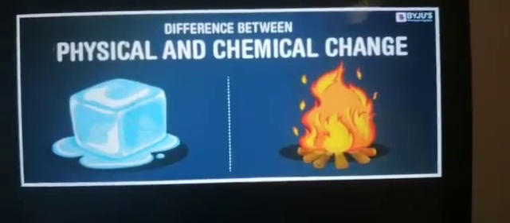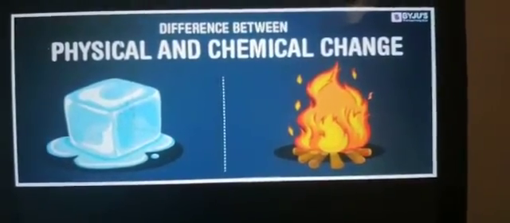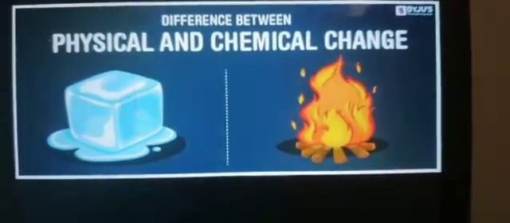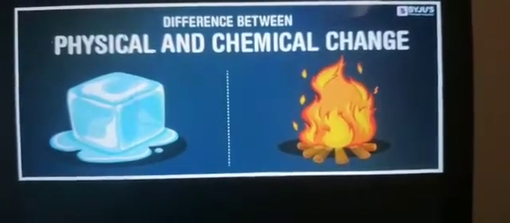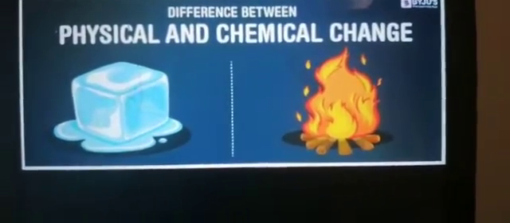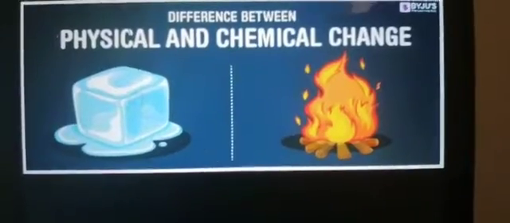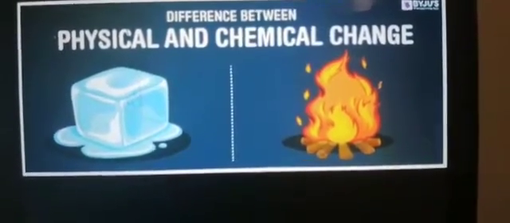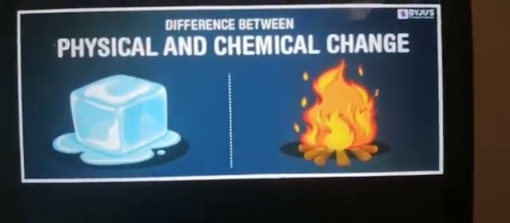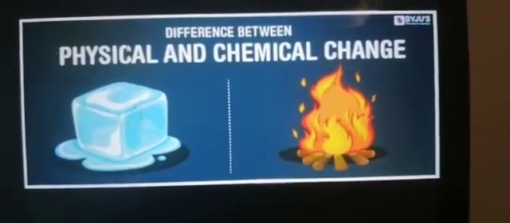So, physical change means only change of state: solid to liquid, liquid to gas, or gas to liquid and liquid to solid. Only this much is happening, and it is a temporary change and it is a reversible change. So this is about physical change.